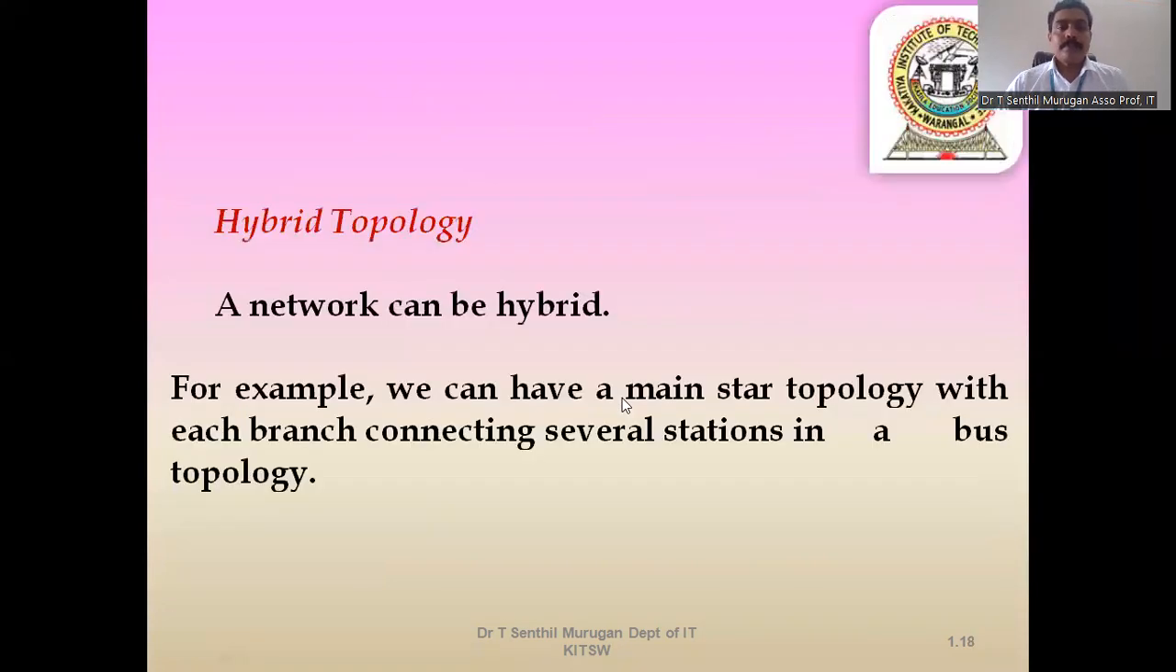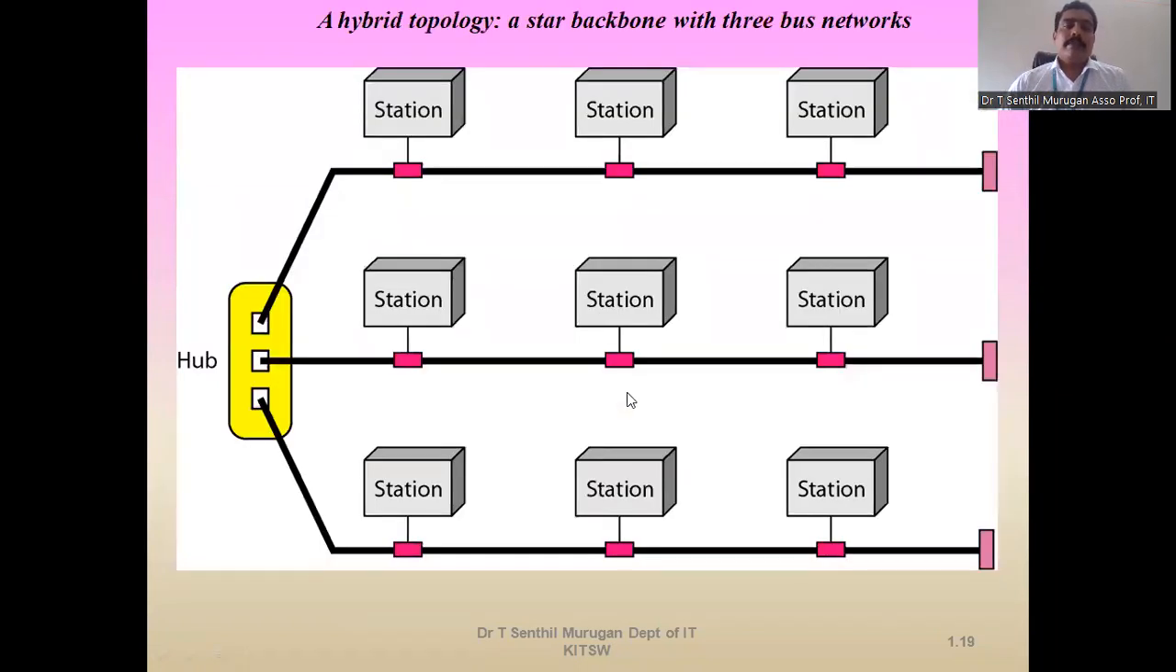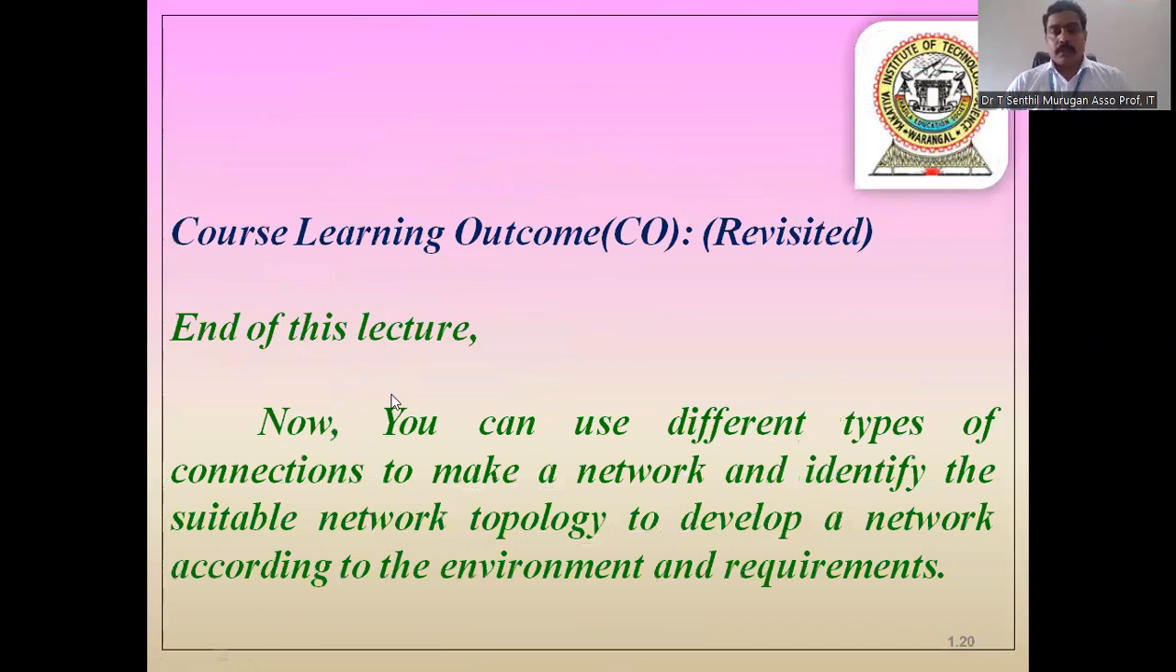Okay. So hybrid topology, we know that a combination of any two topologies is considered a hybrid topology. In this diagram, a central hub is used, and instead of a single system, many systems are connected through a bus topology. Here the bus topology and star topology are merged and a hybrid topology is formed.